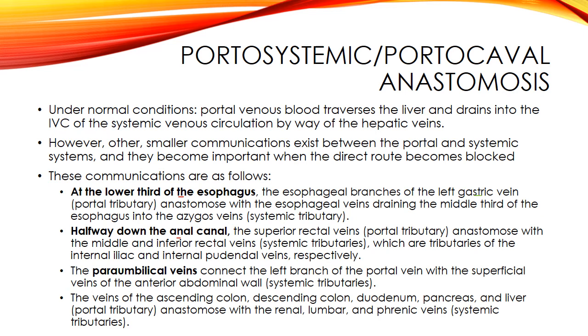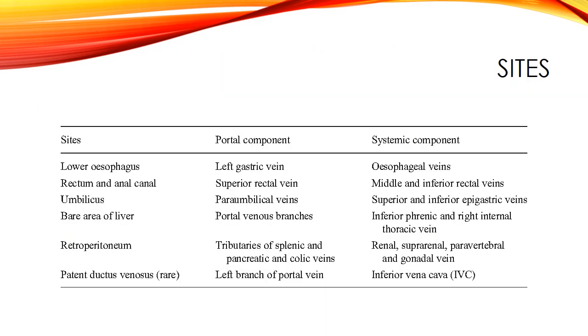We have another one halfway down the anal canal, where the superior rectal vein communicates with the inferior and middle rectal veins, which are systemic tributaries. Then we have paraumbilical veins. These paraumbilical veins connect the left branch of the portal vein through the ligamentum teres with the superficial veins present on the anterior abdominal wall. And finally, the veins of the ascending and descending colon, duodenum, pancreas and liver are anastomosed.